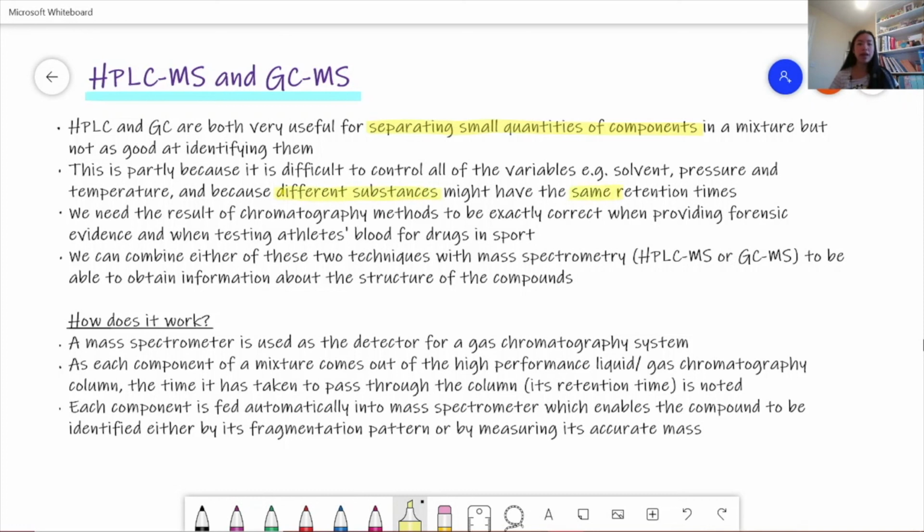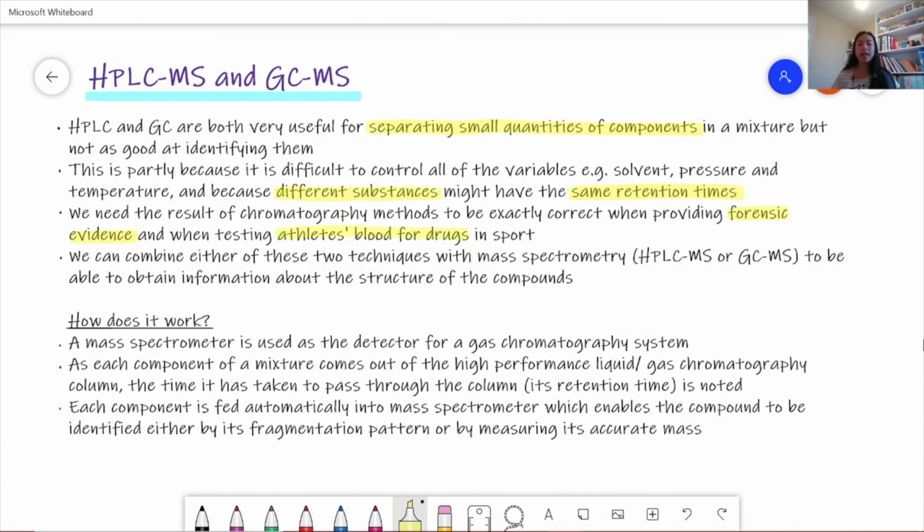And because the main way we identify components is by comparing with known retention times, if different substances have the same retention time, then we can't tell the difference between them. And we need the result of chromatography methods to be exactly correct, for example, when providing forensic evidence and also when testing athletes' blood for drugs in sport.